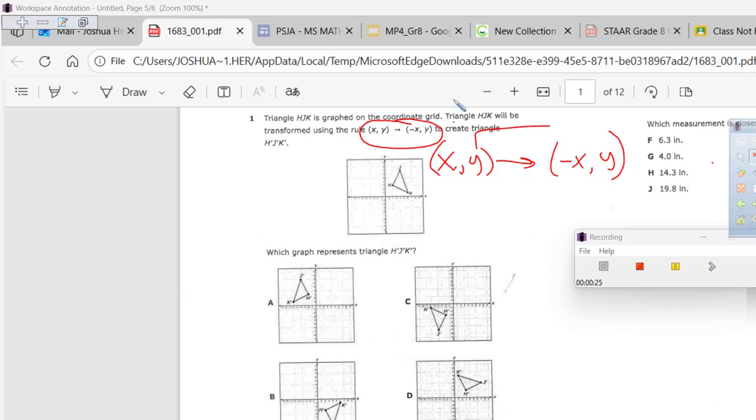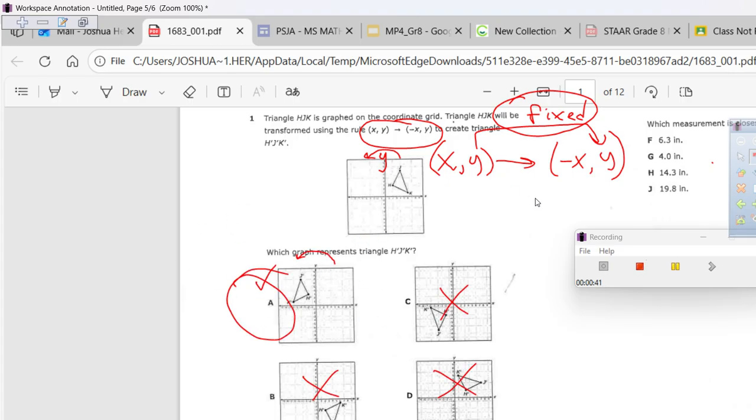Since the y stays the same, I call that fixed. When it's fixed, that means it's reflected, okay? Reflected over the y-axis. That means it's going to go over the y-axis. This is your y. Going over the y-axis, it's going to be A. It's not this one, not this one, not this one. It's A.